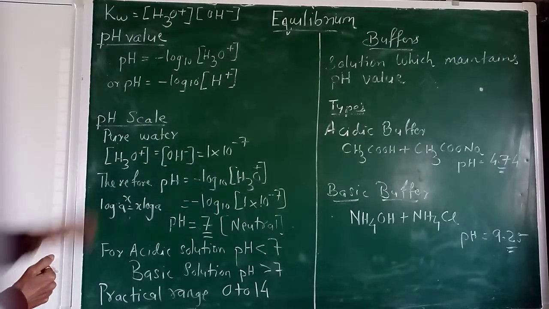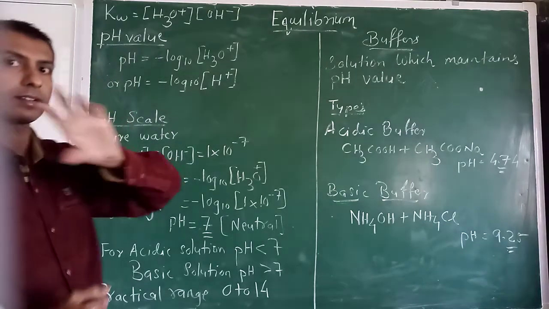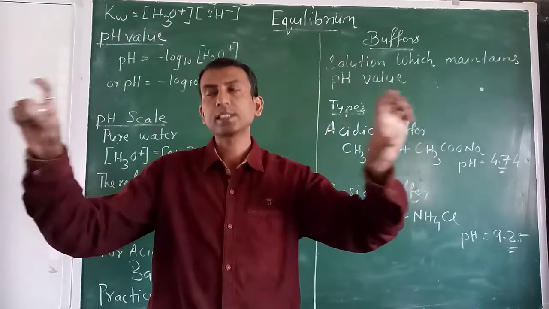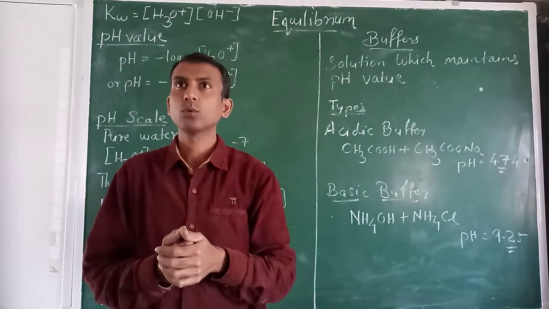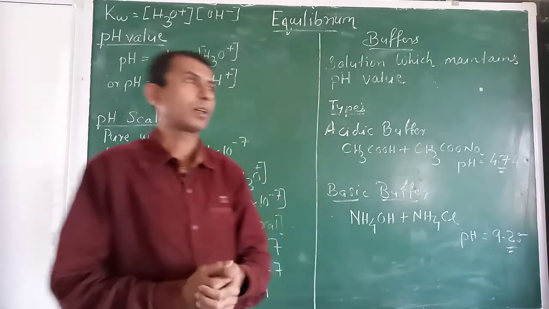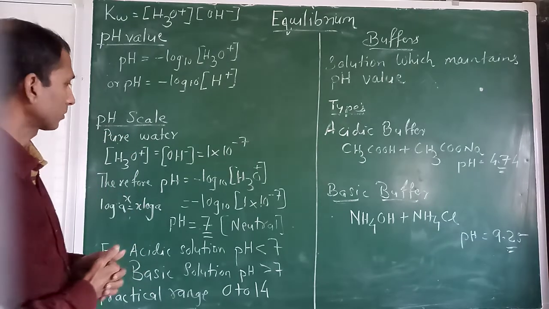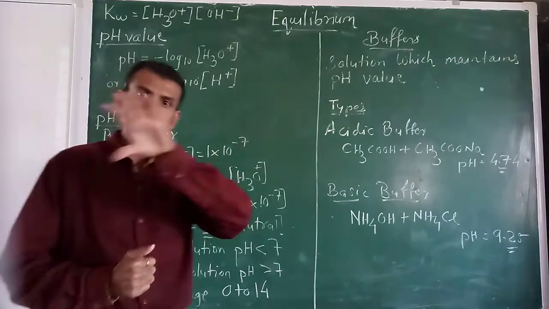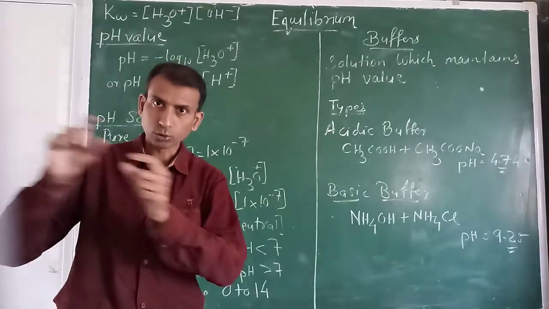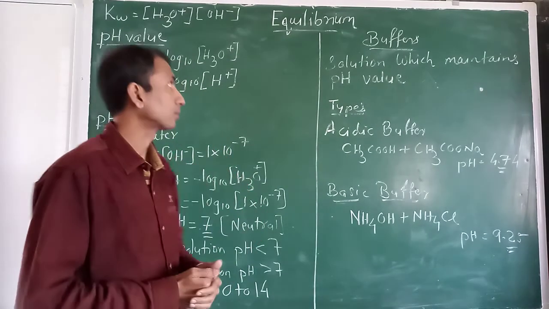Okay, so this was the concept about pH value and the pH scale. The pH scale is given in our text that you have to draw in your notes. It will help you to know in which range the solution is acidic, in which range the solution is basic, and which value indicates the solution is neutral.